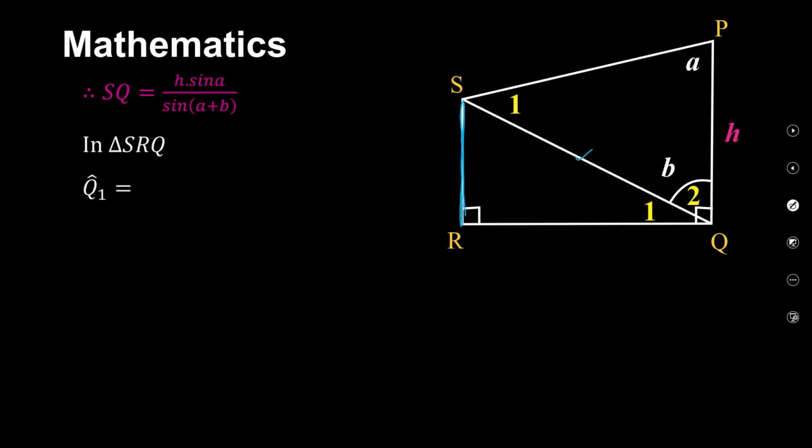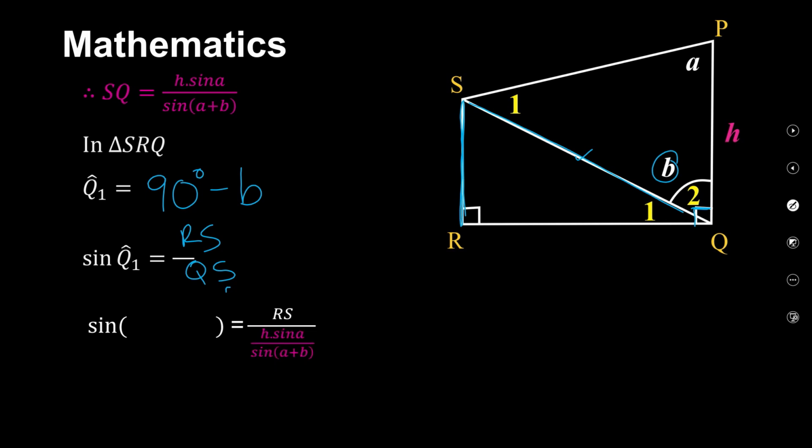But we need to find an expression for Q1. Because this is B and this is 90, Q1 will simply be 90 degrees minus B, because both angles are 90 and that's B, so Q1 is the complement of B. So sine of Q1 is going to be opposite over hypotenuse, and the hypotenuse in this case is QS. And remember, QS or SQ is what we found earlier, and we're going to just plonk that expression in for QS.